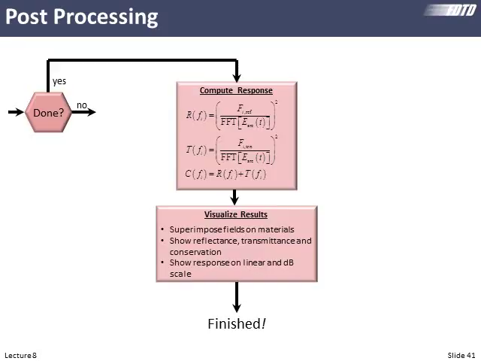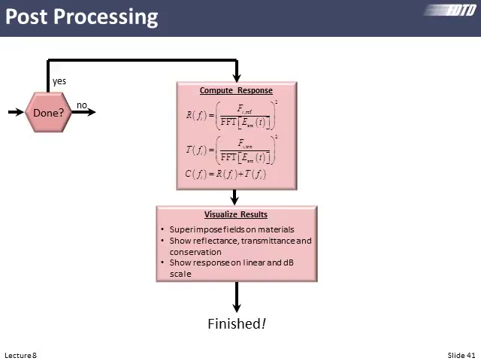Then when we're done, we have our Fourier transforms. We need to divide those Fourier transforms by the source Fourier transform. That sort of flattens them out and normalizes it. We add them together for the conservation, and we look at that. And again, we may want to visualize our fields. Maybe we Fourier transformed all the fields across the entire grid, and we want to visualize that.